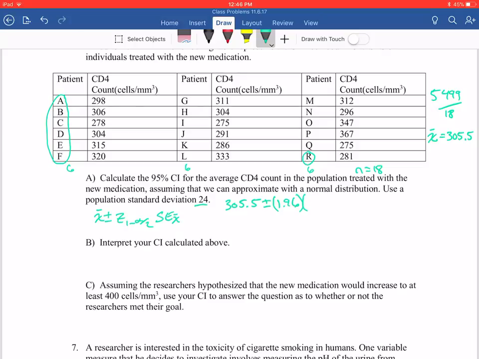So we need to calculate our standard error. Standard error, once again, is the standard deviation over the square root of n, which is 24 divided by the square root of 18. So it's going to give us a value of 5.6569.